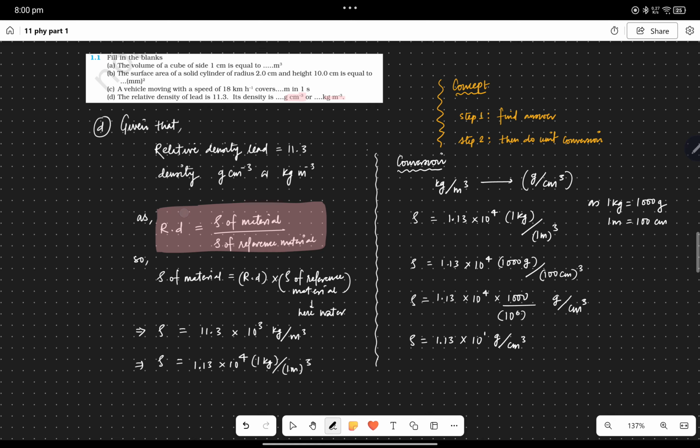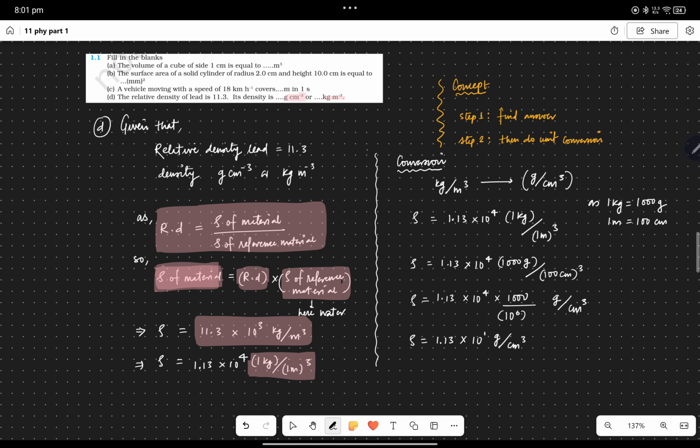Quick revision of this concept. Relative density is equal to the density of the material divided by the density of the reference material. For getting the density of the material, you multiply the relative density by the density of the reference material. So this is the formula for the density of the material that you have to find, right? And now the main thing: you have to do the unit conversion. This way you are going to find the answer in kg per meter cube.